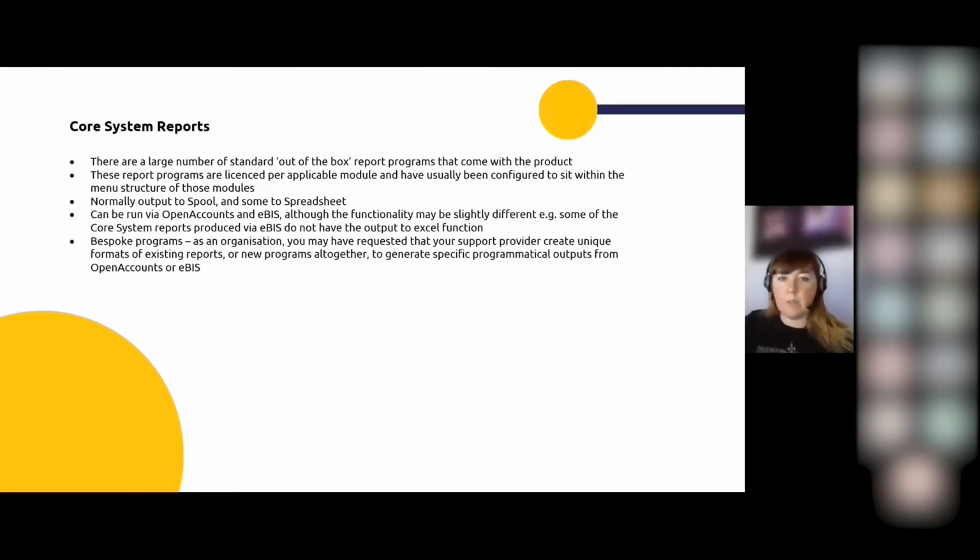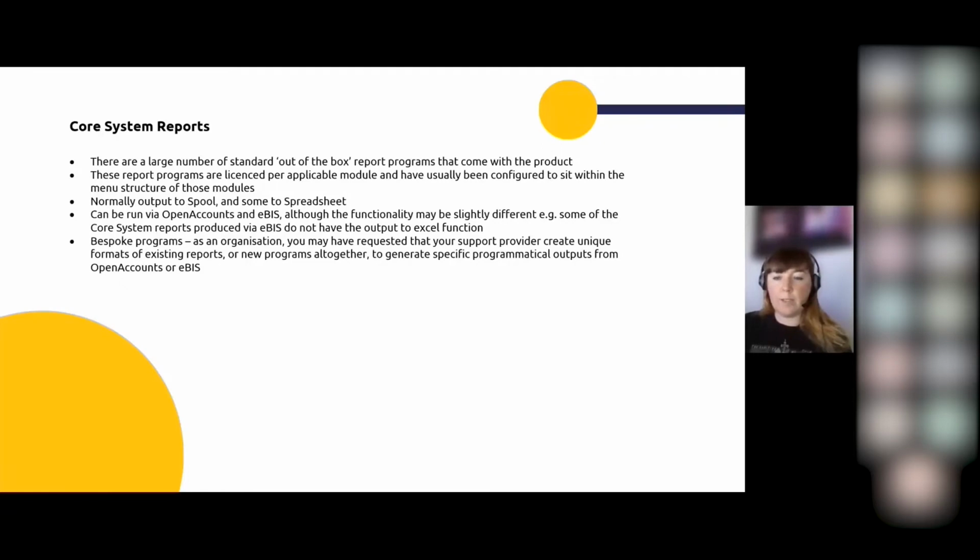Core system reports. There are a large number of standard out-of-the-box report programs that come with the product. There are various formats available for these core reports. For example, if you want to output the cost center master file, you could run program NL07 accounts file print and select either format A or format C for summary or detailed versions of the same report.